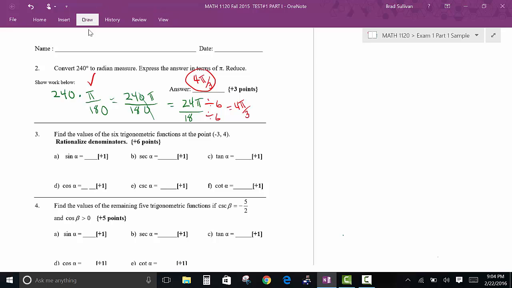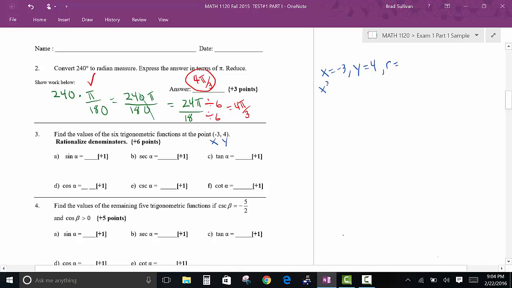Okay, next problem we'll look at is I give you an x value and a y value. So I'm giving you a point on the unit circle. So x is equal to -3. I'm sorry, this is not a unit circle. So we need to find what the r value is. We need to find x, y, and r.